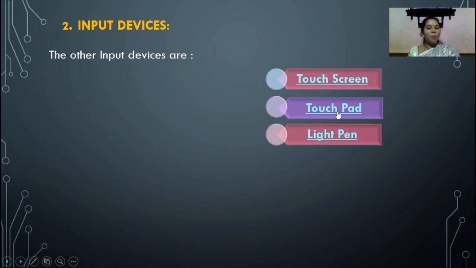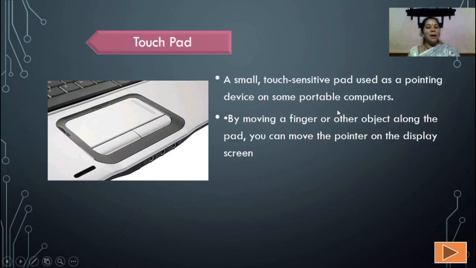What does this touchpad do? The touchpad is mainly used in your laptops. It acts similarly to your mouse. You have a right button, a left button, and a touchpad. So this touchpad is a touch sensitive pad used as a pointing device. It mainly acts like your mouse. In all your laptops, you can work using this touchpad instead of a mouse.